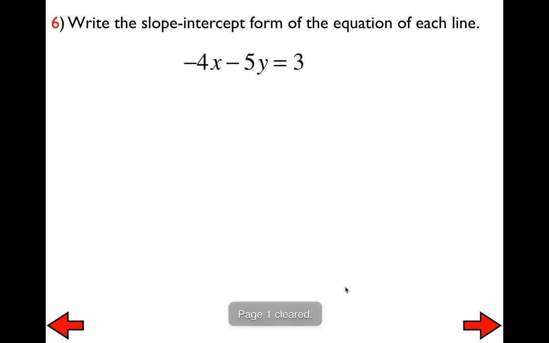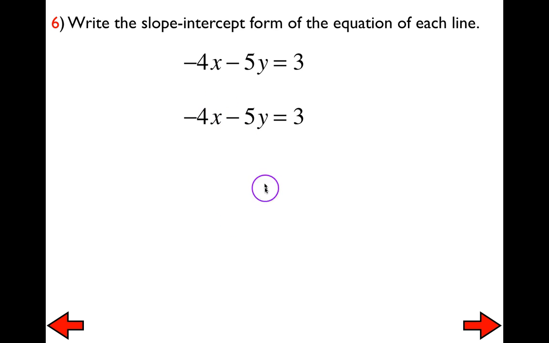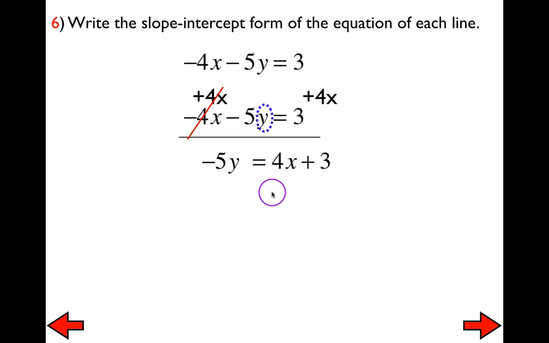Okay, so moving on to number 6. Go ahead and pause the video once more and try this one on your own. Okay, so first things first, I need to isolate y, so I'm going to go ahead and circle y. Next thing I'm going to do is get rid of this minus 4x by doing the inverse, which is to add 4x to both sides, leaving me with negative 5y equals 4x plus 3.